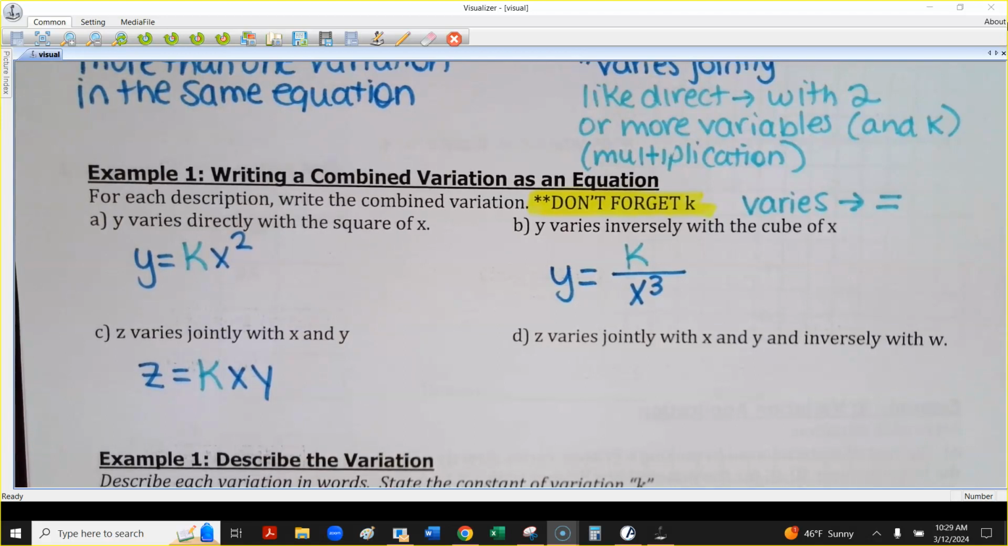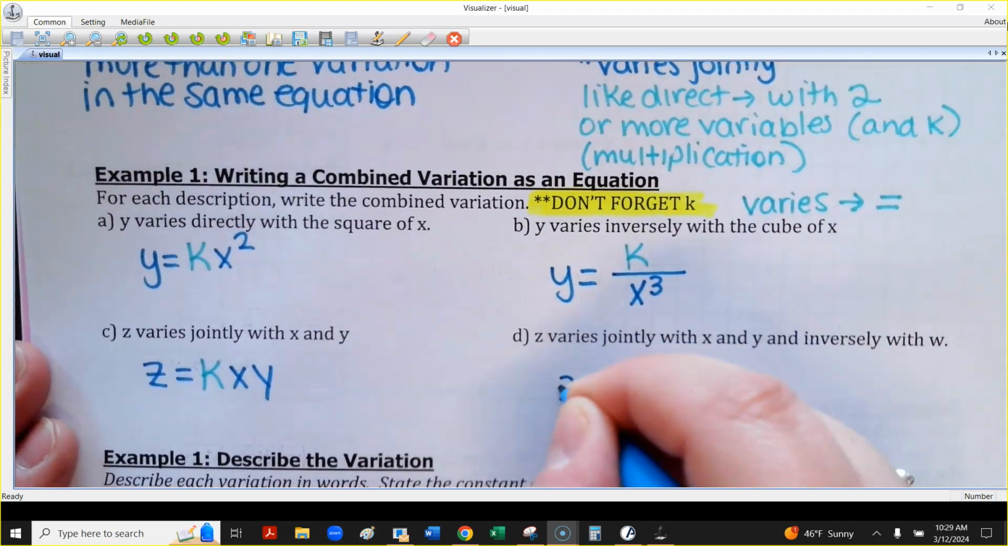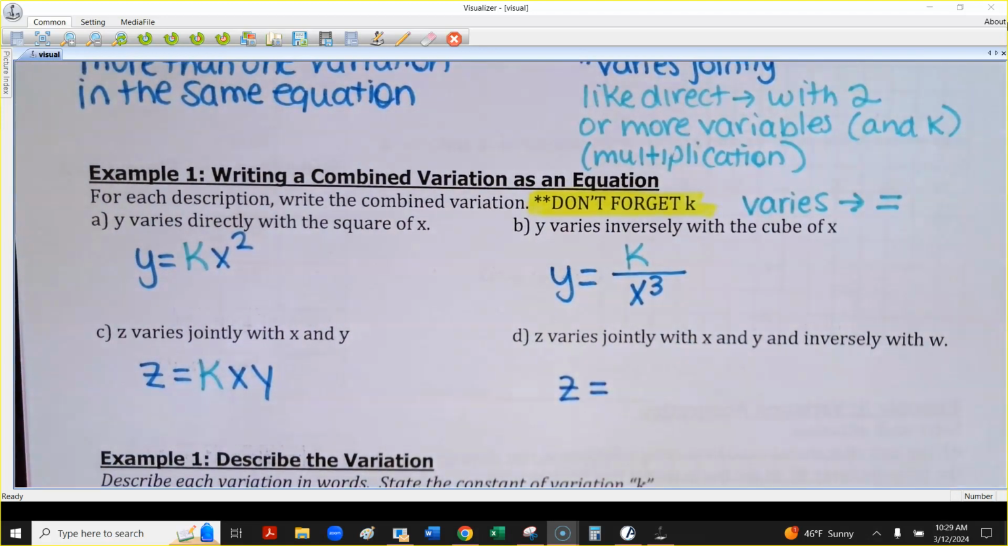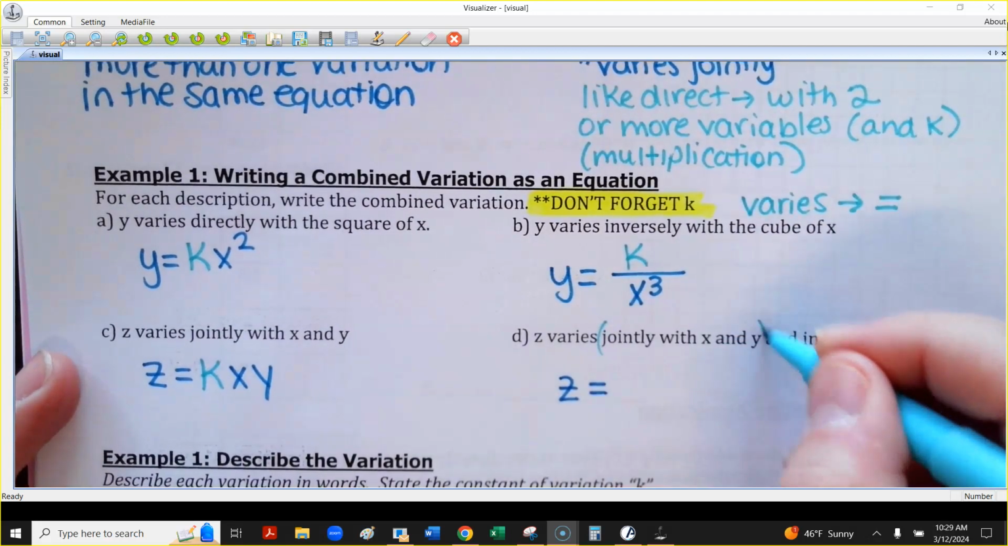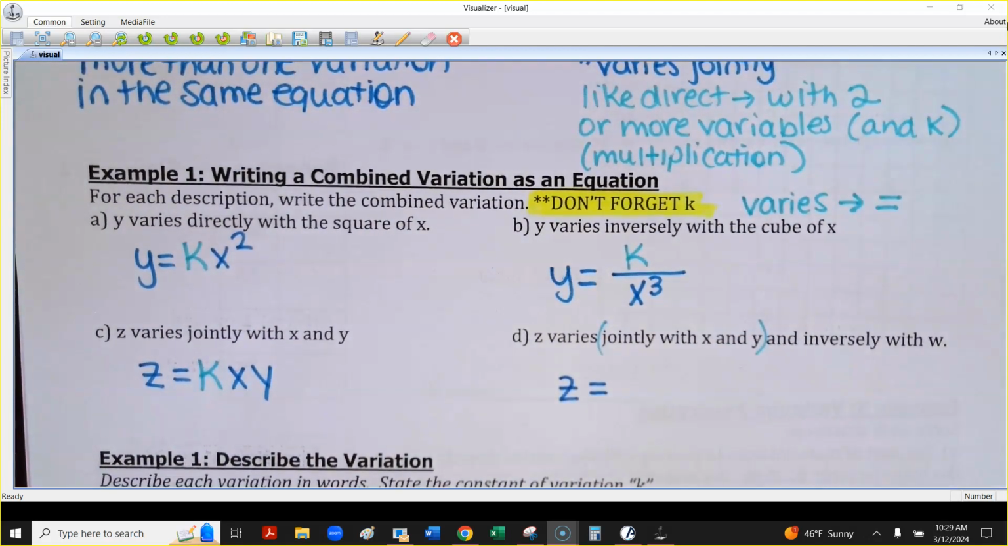All right, and then the last one is the most complicated of all. So it says z varies, so z equals. I'm going to read this whole thing. Jointly with x and y, so that's going to be a multiplication, like right here, x and y, that's going to be a multiplication relationship, and inversely with w. Okay, so if you have an inversely and a jointly or directly in the same problem, you want to put the k on the top of the fraction here.